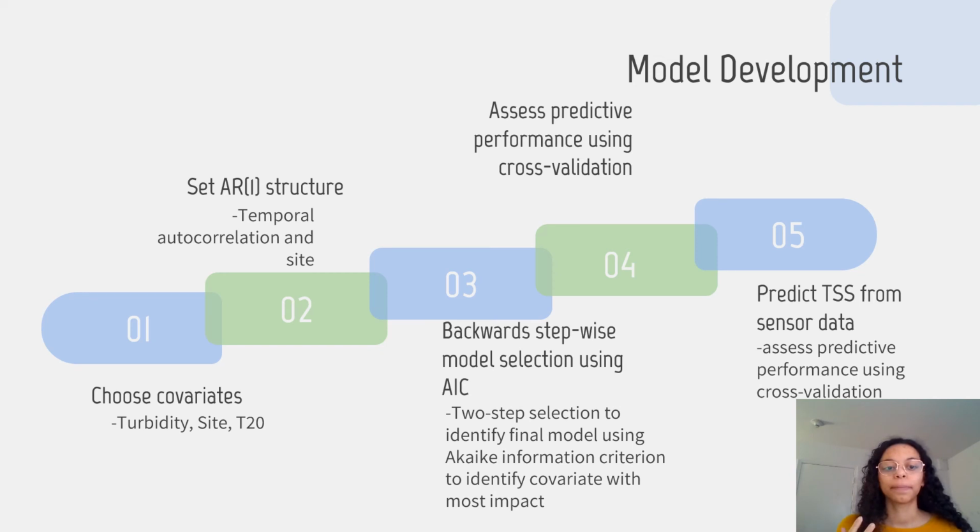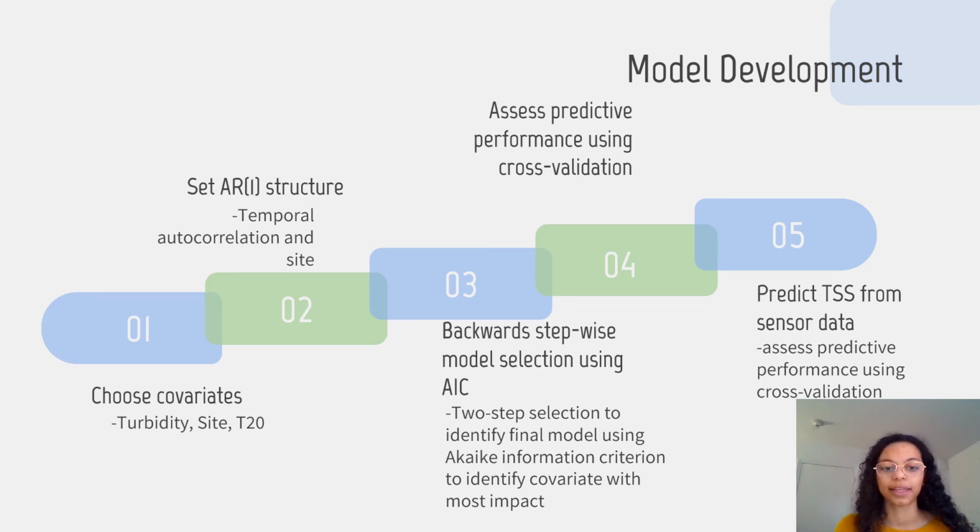So the model development begins by choosing the covariates. Our covariates will be things like turbidity and site and T20. T20 represents a turbidity value which is greater or less than 20 NTU, which is the water quality guideline value for turbidity set by Washington, D.C. Virginia does not have its own water quality guideline value for turbidity, and because Washington, D.C. has a similar environment to the rivers that we will be studying, it's a good value to use.